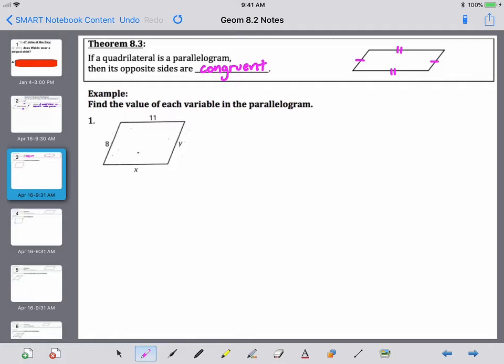Find the value of each variable in the parallelogram. Since this is a parallelogram, this side is congruent to this side, meaning x is 11, and this side is congruent to this side, meaning y is 8. So we found the value of each variable. Pretty simple.